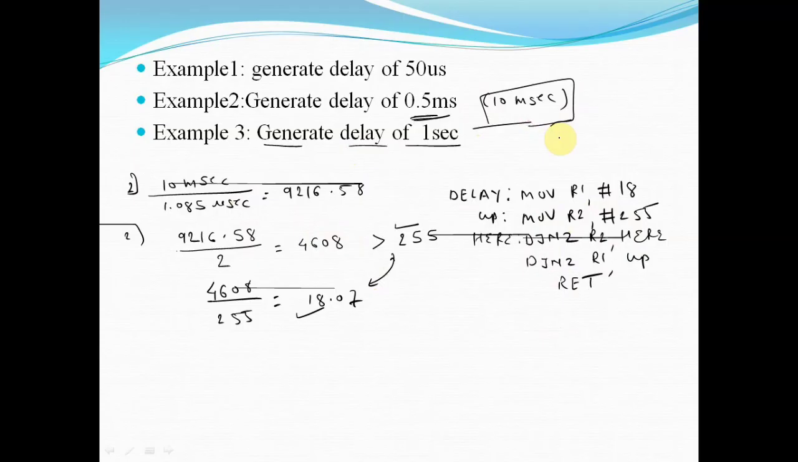So likewise, you can generate delays in 8051 assembly. Here I have divided this 4608 by 255, but you can also break this 4608 into 2 parts and load some different values, that is also possible. So this is all about the delay calculation.